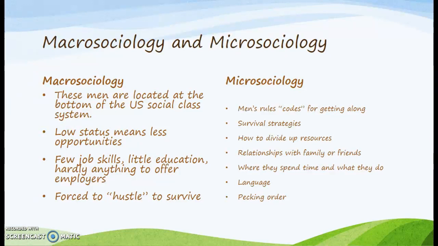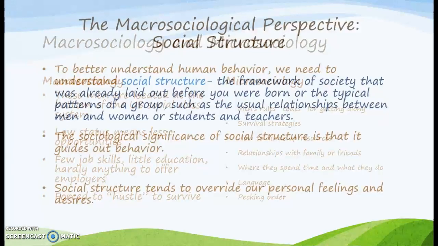But on a micro sociology level, we would look at the interactions. So men's rules, codes for getting along, survival strategies, how to divide up resources, relationships that these men or women might have with family and friends, where they spend their time and what they do, language and pecking order. All of these things are looked at with micro sociology. So you can see a big difference between what we look at the macro level versus the micro level.